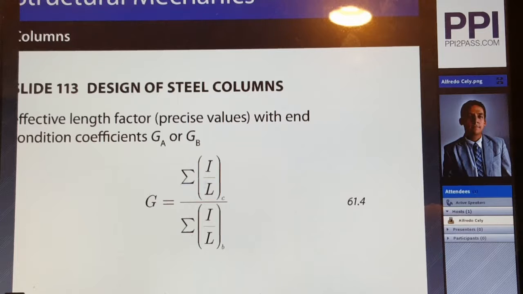Figure 61.2 of the CERM shows precise values of the effective length factor. The alignment charts are symmetrical. Either end can be designated A or B. The subscripts in equation 61.4 refer to the column and beam framing into the end of the column.